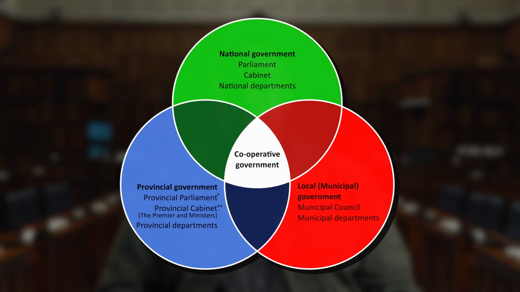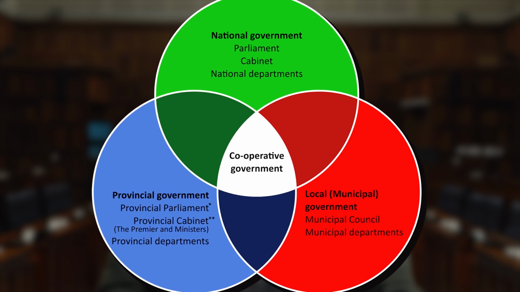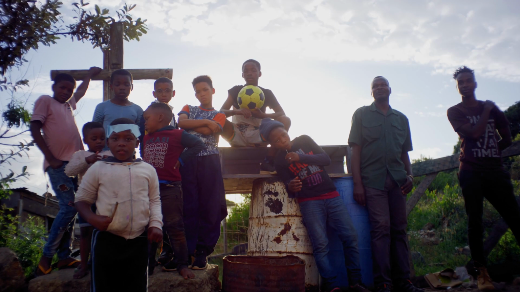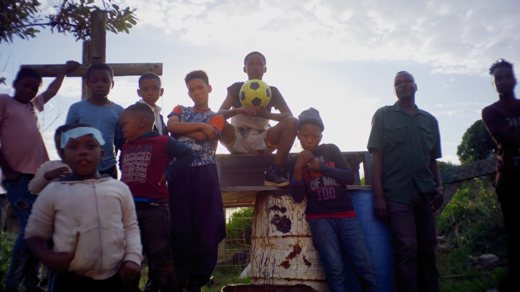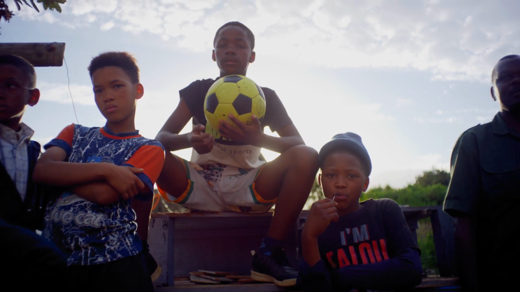They are also interdependent, which means that there must be cooperation amongst the different spheres of government. They must also acknowledge each other's area of operation. They are also interrelated, which means that there must be cooperative governance amongst the three spheres of government. They must also work with each other to ensure that they deliver services to all people in South Africa.